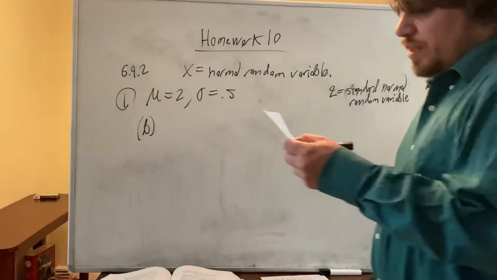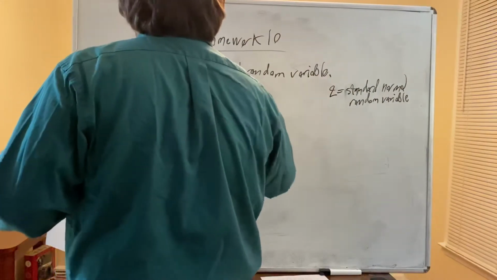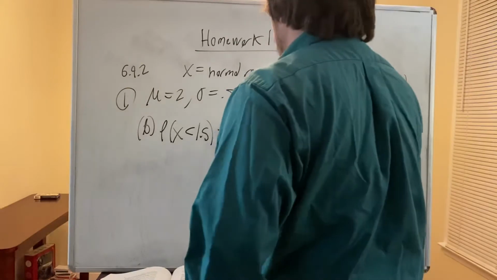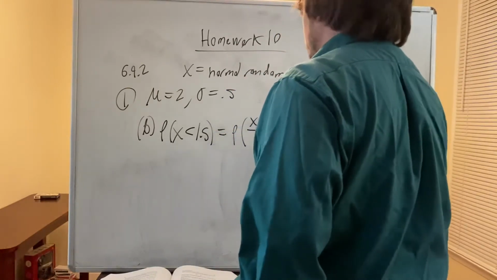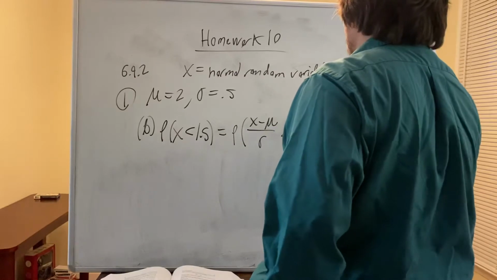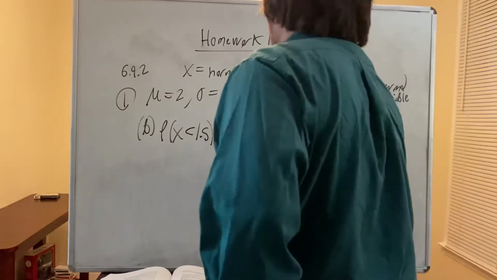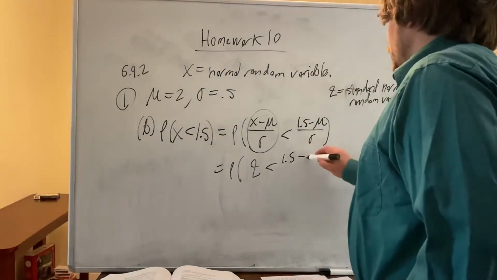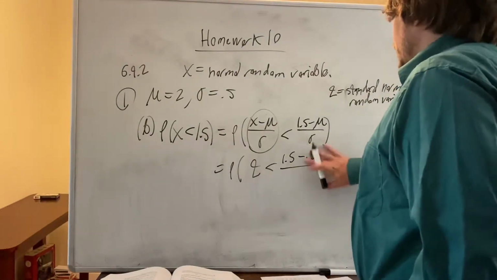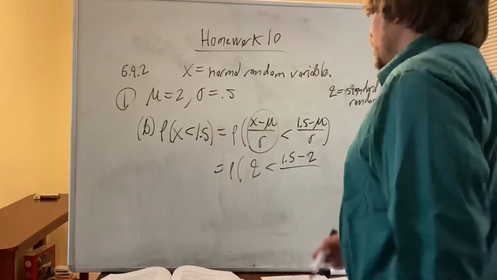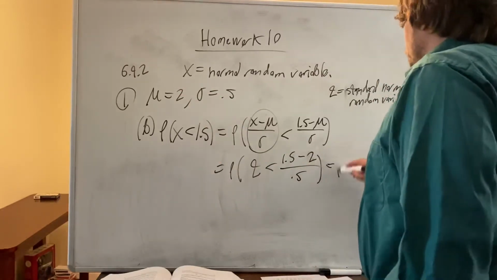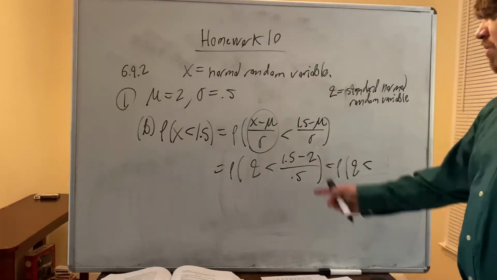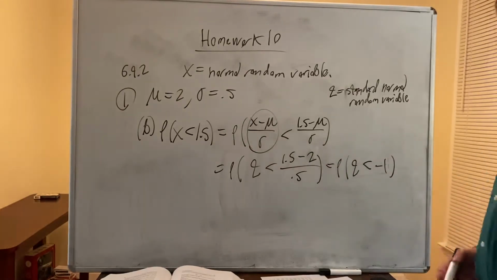So X takes on a value less than 1.5. What's the probability that X is less than 1.5? That's equal to the probability that (X minus mu) over sigma is less than (1.5 minus mu) over sigma. That's equal to the probability that Z is less than (1.5 minus 2, which is negative 0.5) divided by 0.5, and so that's negative 1. Z is less than negative 1.